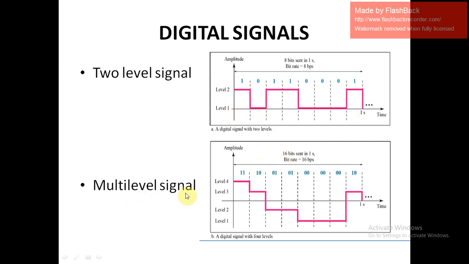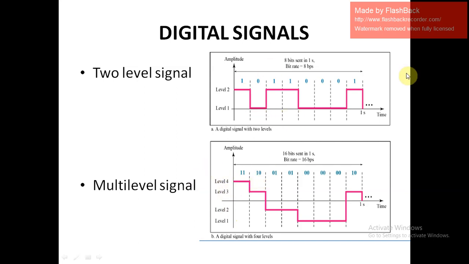In case of a multi-level signal, the amplitude is not varied between just two levels, but more than two levels, right? In this case, there are 4 levels. So you have this M-ary, that is 4-ary type of signaling, and since it has 4 levels, each level will contribute 2 bits, right?